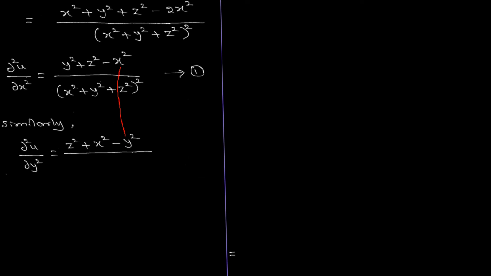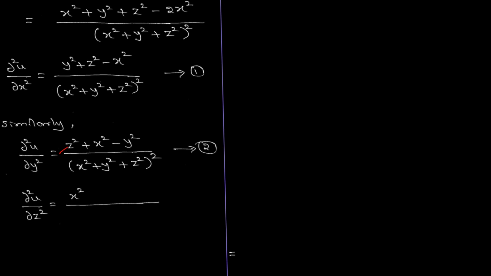In the denominator, when we rotate cyclically, again we get back the same thing, x square plus y square plus z square. So the denominator remains the same here, because when you replace x square it becomes y square, when you replace y square by z square, and when you replace z square by x square, again we got the same thing. Let us call this equation number 2. Similarly, we can write dou square u by dou z square in the next step.